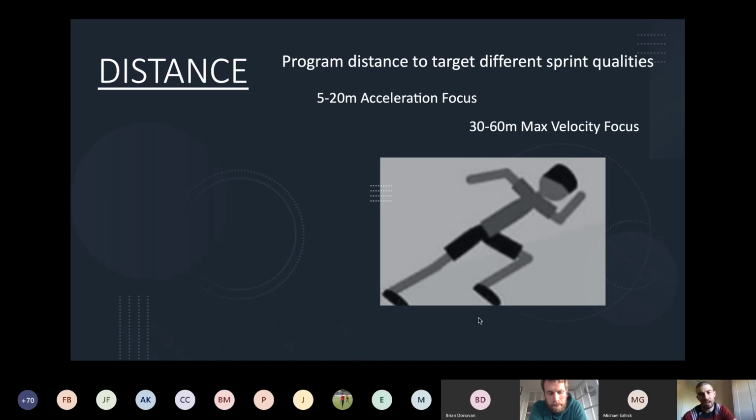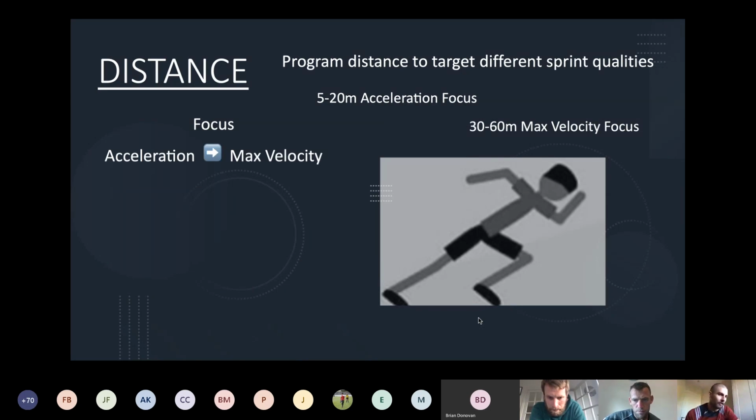And then 30 meters on to 60 and even above, probably not with a youth athlete, will be a max velocity focus. So we're giving them time to build up into their max speed phase. So how we program the distance is obviously going to have a target on the different sprint qualities.